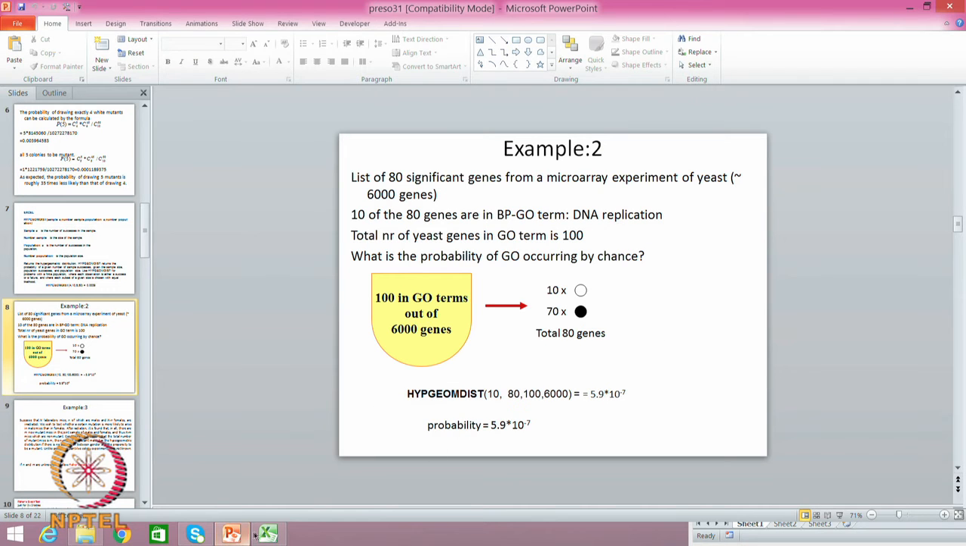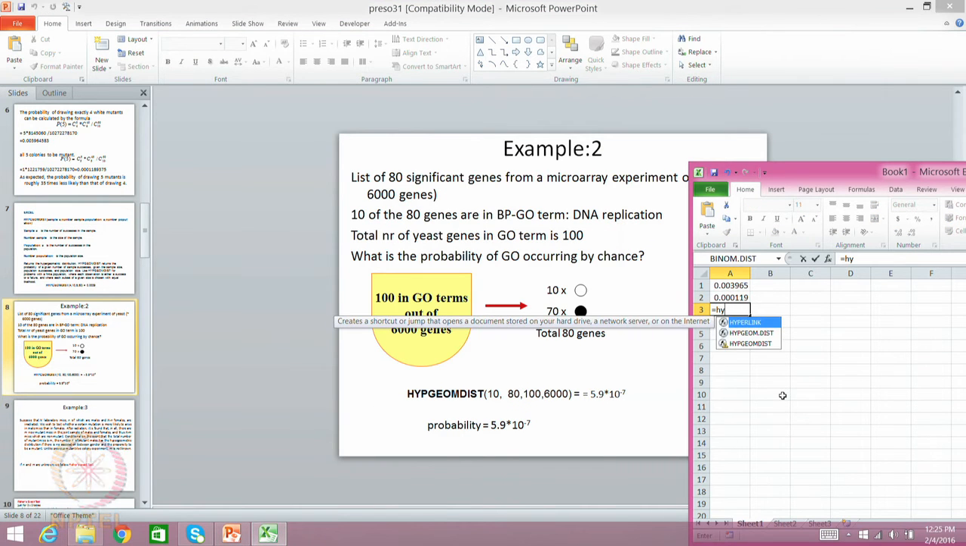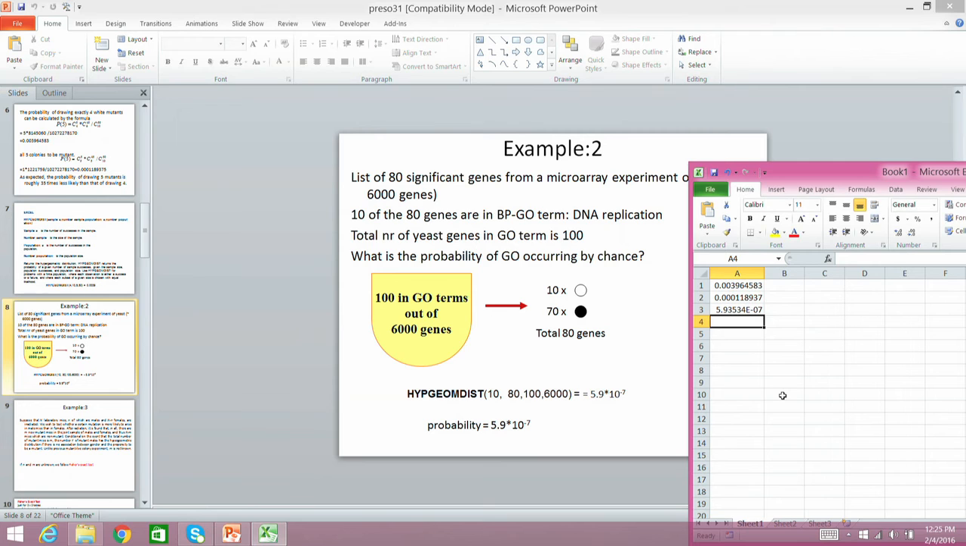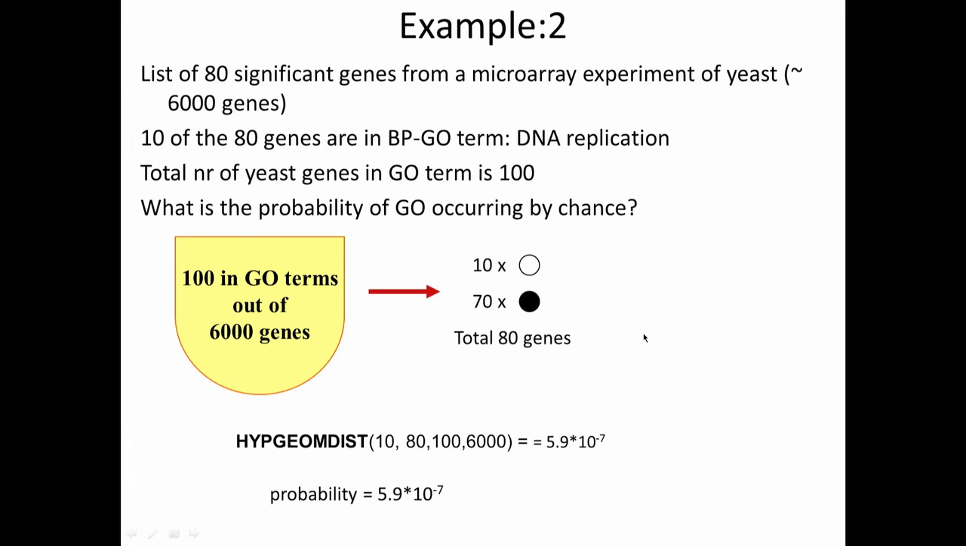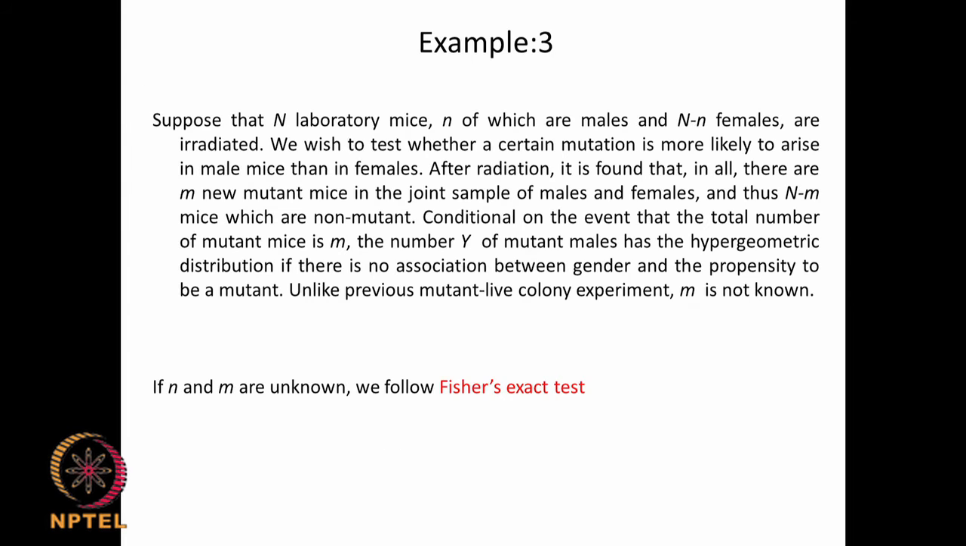So, hypergeometric distribution, quite straightforward. This is HYPGEOM.DIST. So, what we got is 10 in a list when we took out 80, but the maximum possible is 100 out of 6000. So, we get 5.9 into 10 power minus 7, understand. So, it is quite straightforward using Excel, but this distribution is useful where we cannot use binomial, but this also has yes no, live dead and that sort of situations we can use actually.